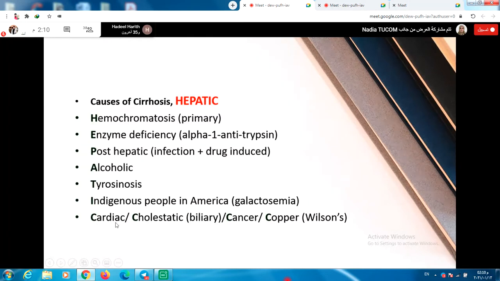Cardiac causes, cholestasis, biliary cirrhosis, biliary atresia, cancer, and copper, which is a hereditary or inborn error of metabolism called Wilson's disease.